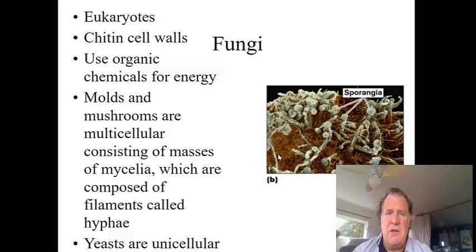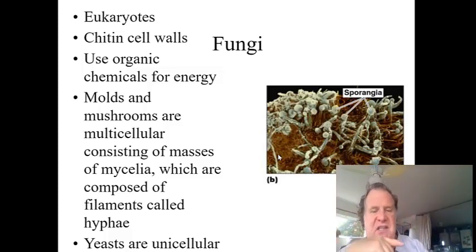The next set of organisms that we'll look at is the eukaryotes. We'll cover what eukaryotes are a little bit more. The simplest eukaryote is the fungi. Their cell wall contains a molecule called chitin. We'll go over that a little bit later. That is a polysaccharide. They use organic chemicals for energy, so they break down things. They are not photosynthetic. Molds and mushrooms are multicellular, consisting of masses of what we call mycelia, which are composed of filaments called hyphae.